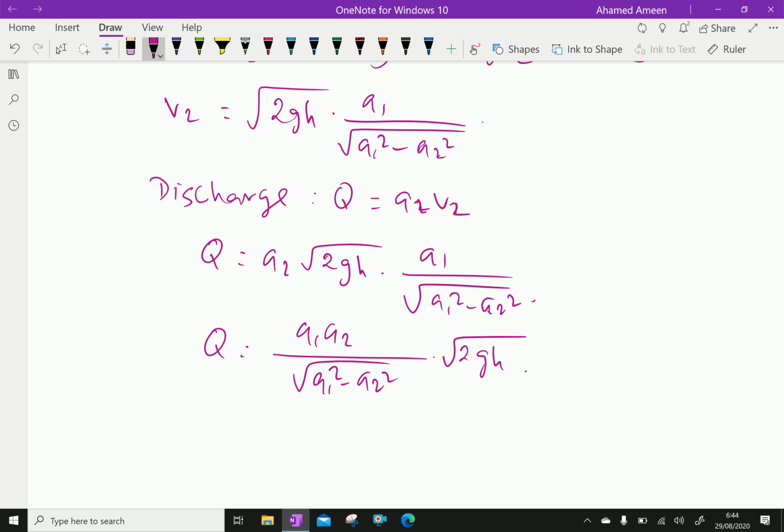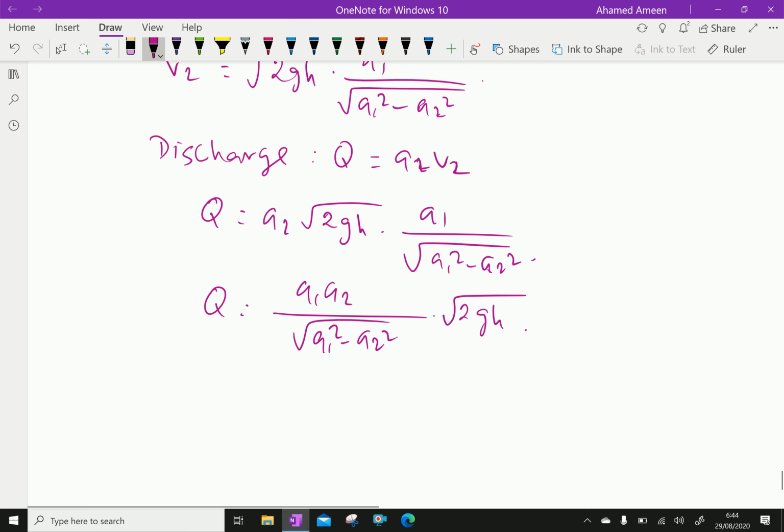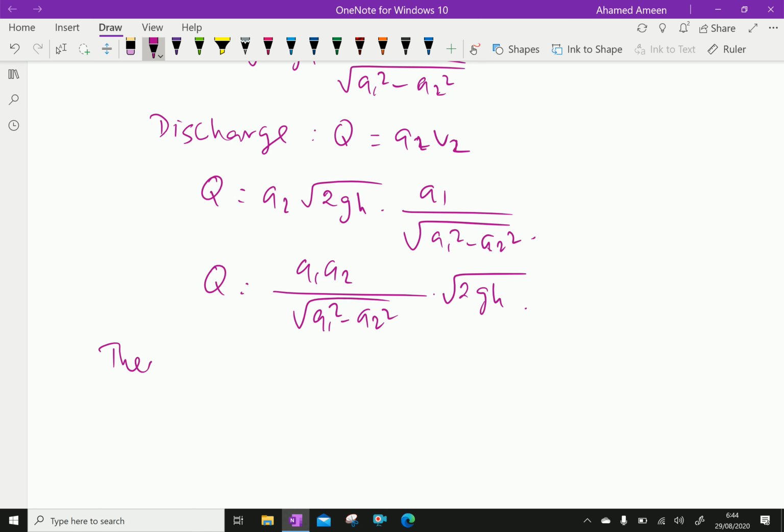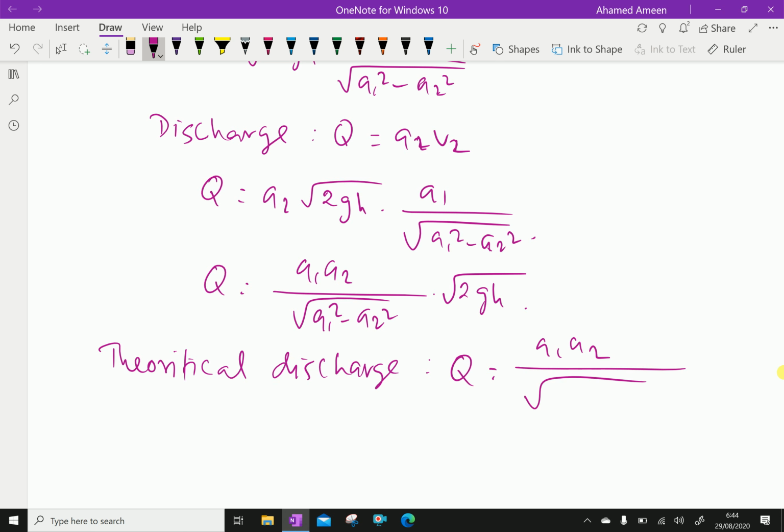This is the discharge under ideal condition and is called theoretical discharge. Therefore, the theoretical discharge through the Venturimeter is Q equals A1 A2 over square root of A1 squared minus A2 squared into square root of 2gH.